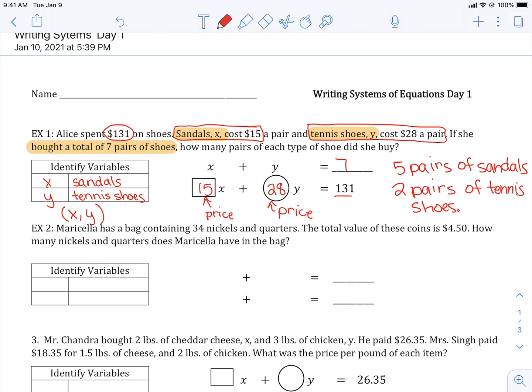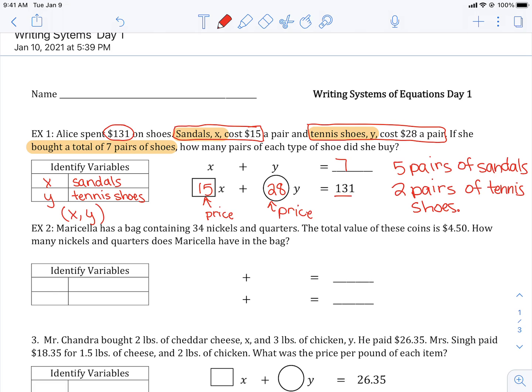Marcella has a bag containing 34 nickels and quarters. The total value of these coins is $4.50. How many nickels and quarters does Marcella have in the bag? First off, how much is a nickel worth? It's worth 5 cents.